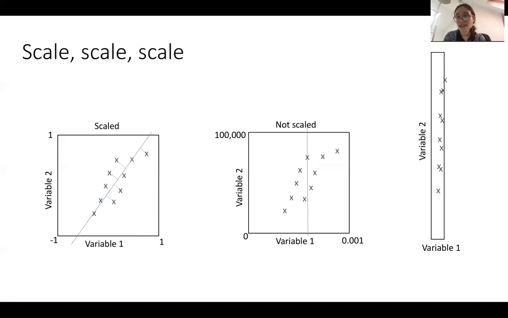You can visualize it this way, where if you were to draw this to scale, then the x-axis would be very narrow and the y-axis would be very wide. And so you would think in this case that the line of best fit would be a vertical line. Therefore, the data should always be scaled before you do a principal component analysis.